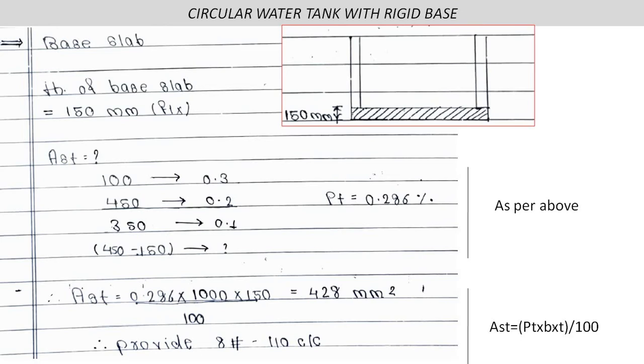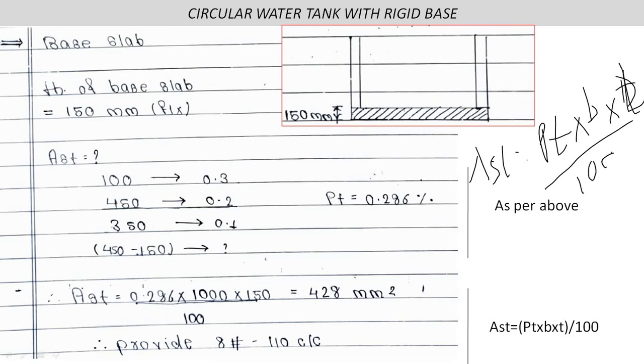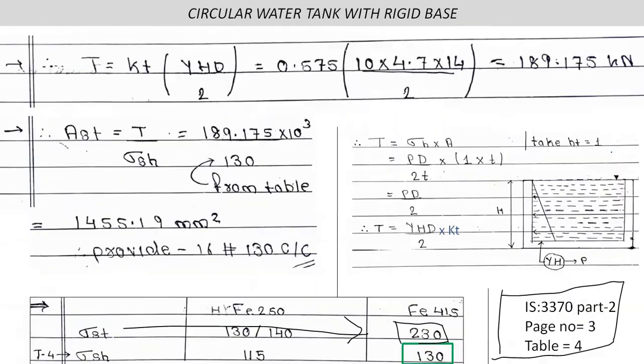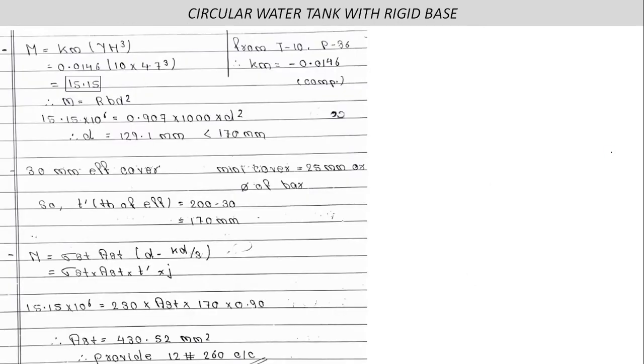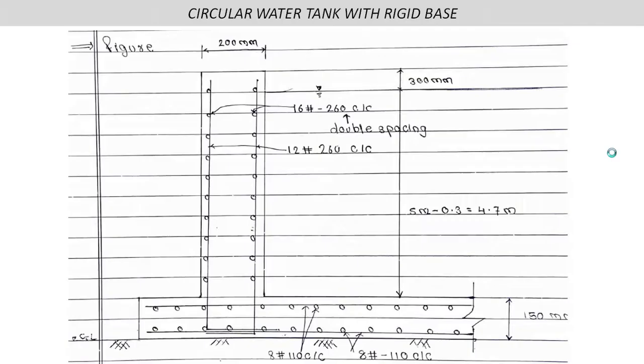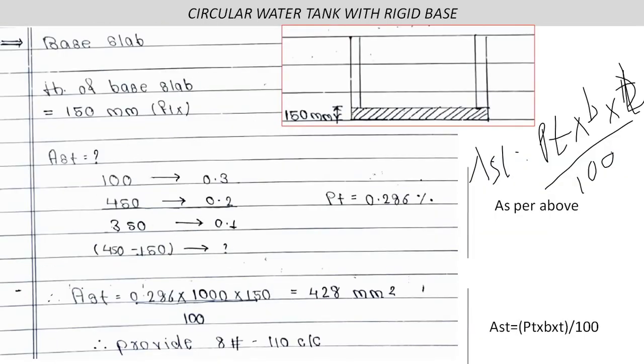So for finding the area of steel, the equation says that area of steel is equals to percentage of steel into B into capital D divided by 100, where D is the thickness. So first what we have to find is the percentage of steel. So first we will find the percentage of steel. For finding the percentage of steel, we will see there is a codal provision.